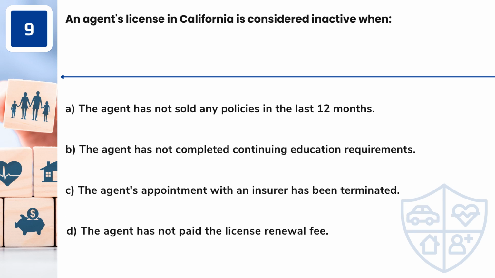Question 9. An agent's license in California is considered inactive when A. The agent has not sold any policies in the last 12 months. B. The agent has not completed continuing education requirements. C. The agent's appointment with an insurer has been terminated. D. The agent has not paid the license renewal fee.